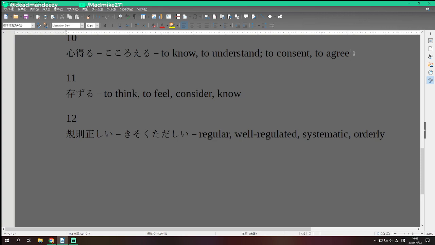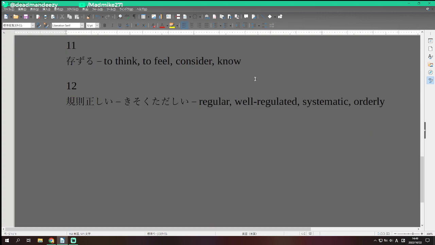Kokoro eru is to learn something, to understand it, or to consent to it. Kokoro eru is to understand something, to know it, or to consent to it.